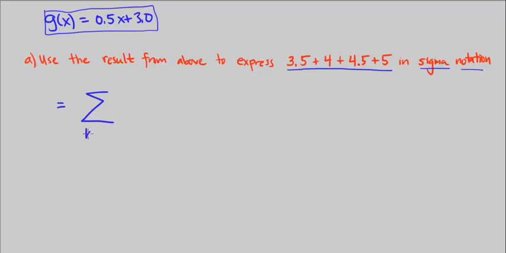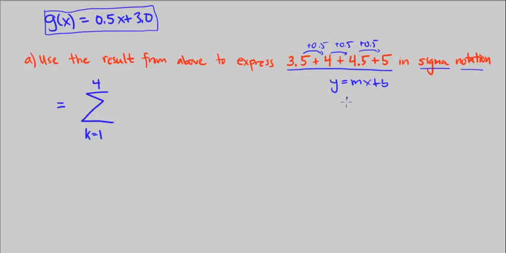Let's start with k is equal to 1. How many terms? We have 1, 2, 3, 4 terms. So I'm going to go from k is 1 to 4. And my expression I can see is linear, because we're adding 0.5 each time. Since I'm adding the same amount, I know it's going to be linear in the form of y equals mx plus b.